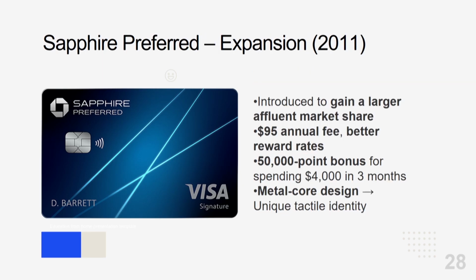Now, Sapphire Preferred was their card offering, and it decided to expand in 2011. It introduced this aspect to gain a larger affluent market share. They raised the annual fee to $95 and offered better reward rates as a result. Also, they gave a 50,000 points bonus for spending $4,000 in 3 months. The metal core design gave it a unique tactile identity, because you could touch and feel the card and sense that this is different from whatever else is in the market. So it had a little bit of bling value.